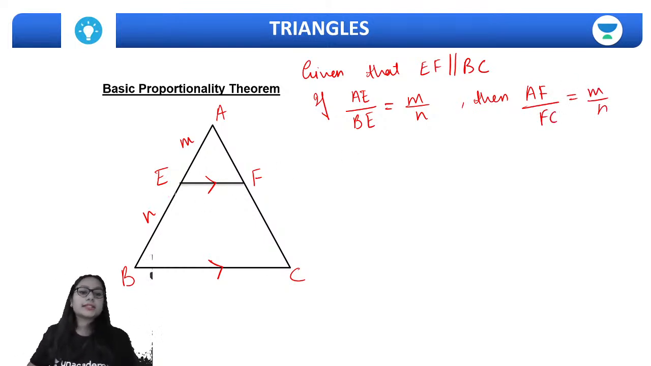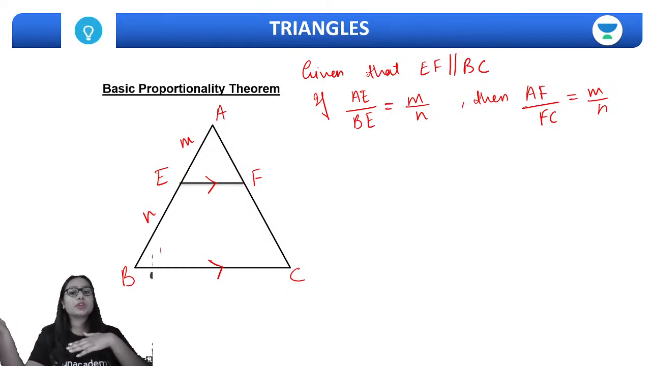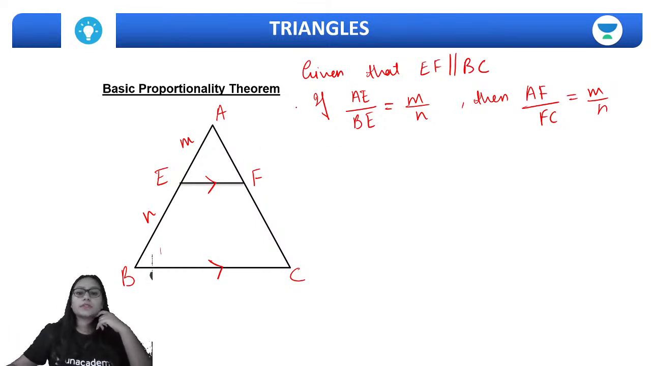Since the line segments EF and BC are parallel to each other, they will divide the intercepts AE, BE, AF and FC in the same ratio. I hope this is clear. This is known as basic proportionality theorem. Now the vice versa of this theorem is also true. What is the vice versa of this theorem?